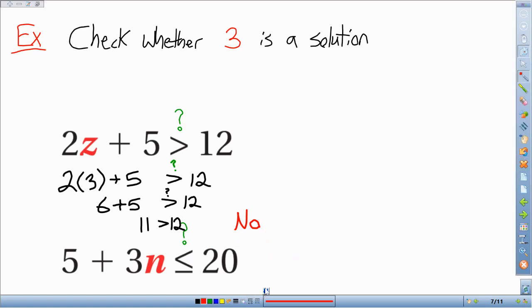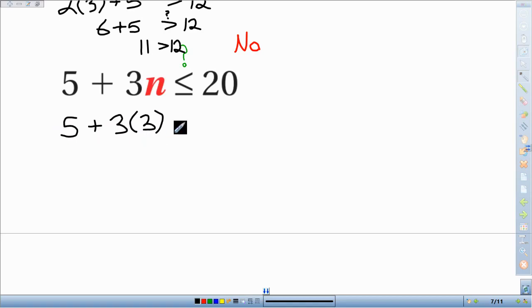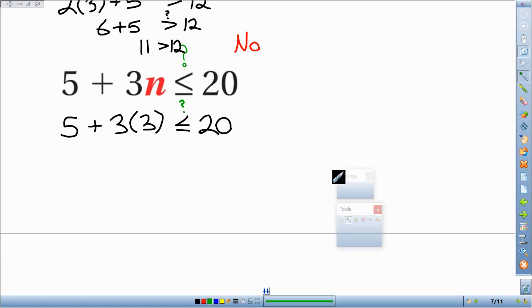Okay, let's try this next one. Again, plugging in 3. So we got 5 plus 3 times, plugging in 3 for n, this symbol, 20. All right, pretty easy math, but if we don't know what this symbol is, it's going to make it harder than it needs to be. And you guys remember that's a less than or equal to sign. Start memorizing it if you haven't.